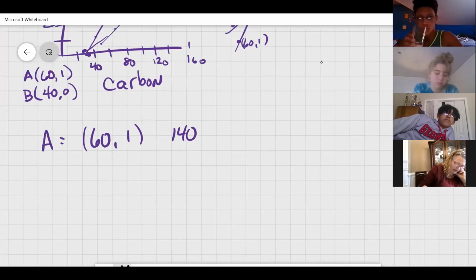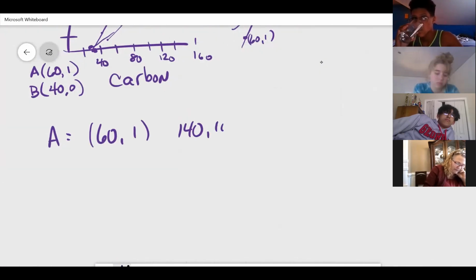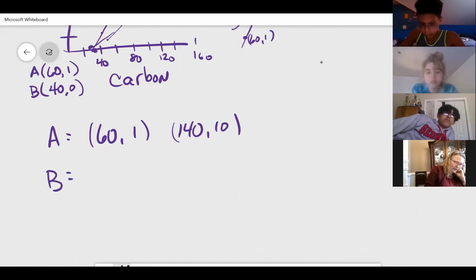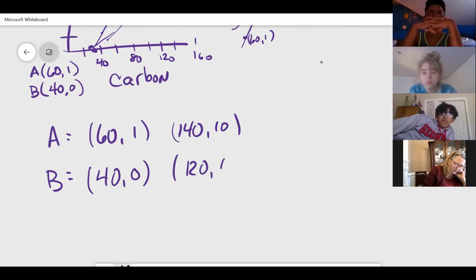Okay, yeah, up there, the 140 and 10. And then down here at B, there's these 2 other points. I have the 40 and the 0. And then I have the 120 and the 6.